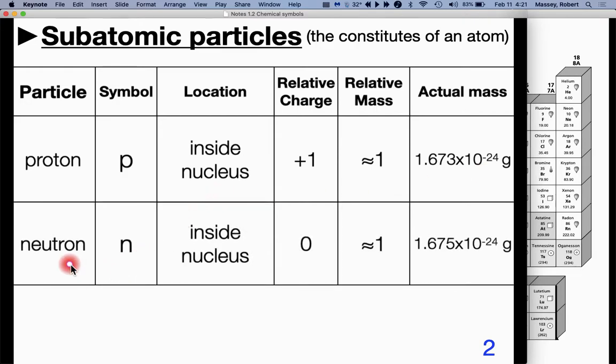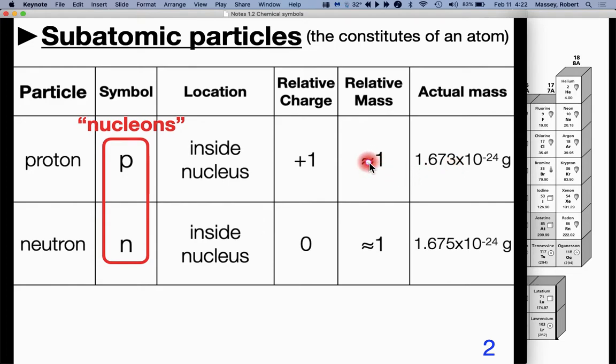Next, the neutron. The neutron has a symbol lowercase n. It also is inside the nucleus, as you saw. Now, collectively, protons and neutrons are referred to as nucleons. So a nucleon is either a proton or a neutron. It's the particles that make up the nucleus. Now, the neutron has a relative charge of 0 and the relative mass of almost exactly the same as the mass of a proton. But if you look at the actual mass, it's a little bit more, 1.675 times 10 to the negative 24. So really small, but it's ever so slightly more massive than a proton.